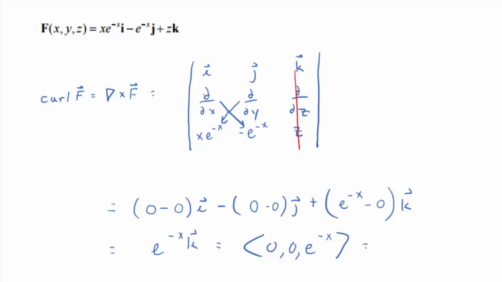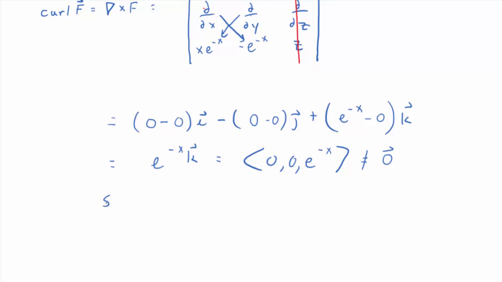So does this equal the 0 vector? All right. So not equal to the 0 vector, so f is not conservative. So are we going to bother trying to find a potential function? No, you stop there.